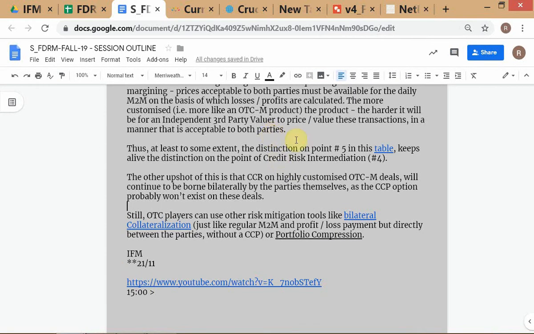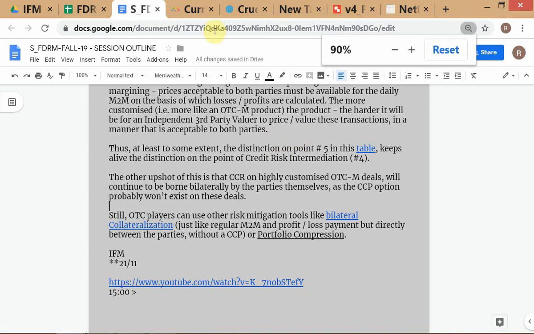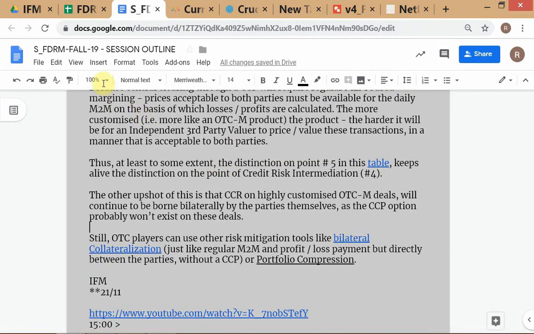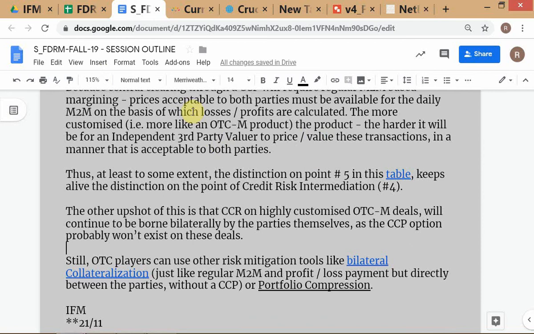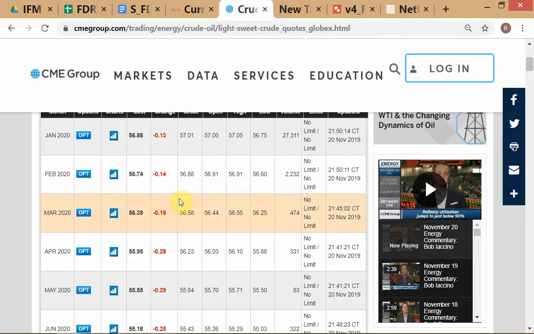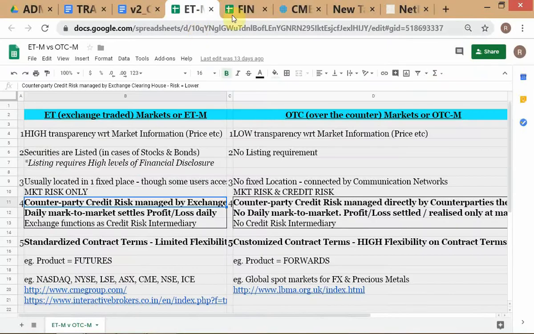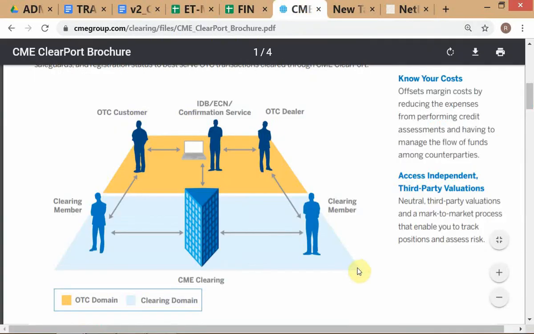We'll just keep it at 90%, at least. Yeah, we can see a little bit. All right. Okay, so let's go back to this. No, these are the actual dates. Okay. Yeah. Here. So we go back to this.